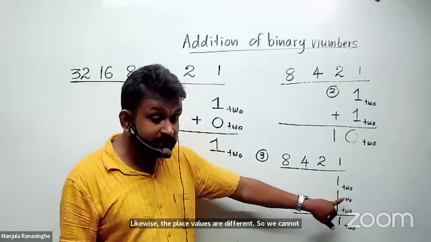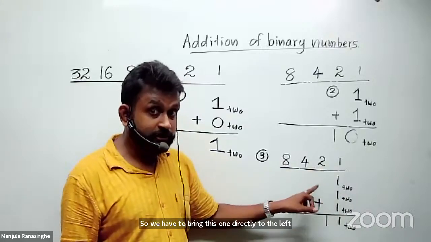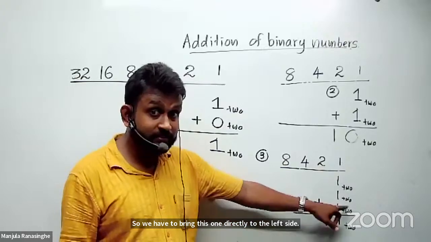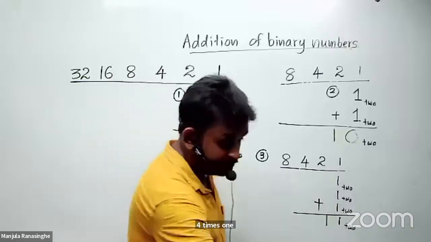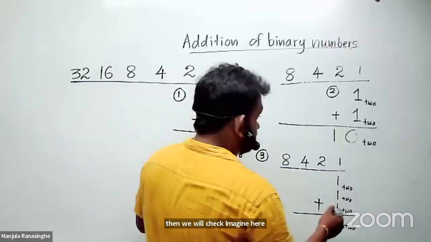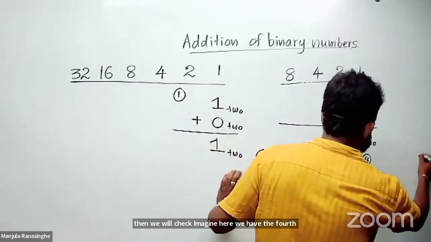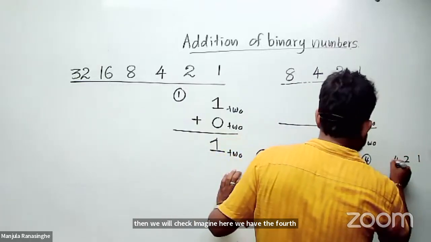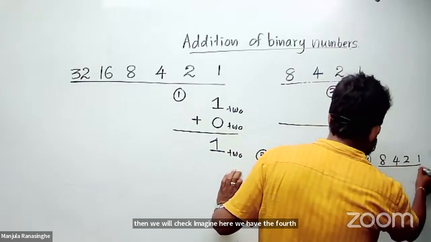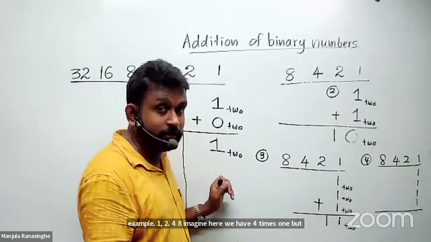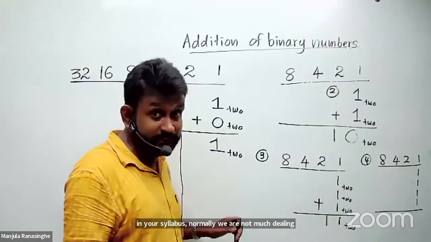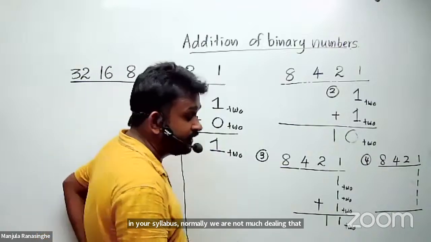So we have to bring this one directly to the left side because it feels now 1 two is coming. The balance one was there. So if there are 4 times 1, then we will check. Imagine here we have the fourth example 1, 2, 4, 8, with 4 times 1. In your syllabus, normally we are not dealing much with that, but remember, in some questions in the textbook, we have 4 times 1. So what is the answer?